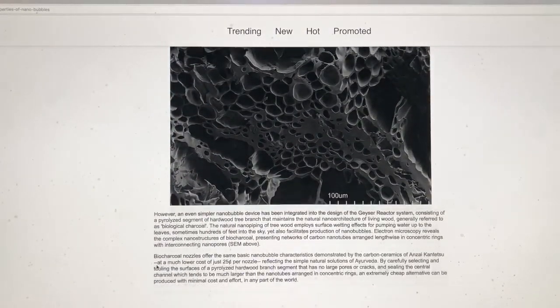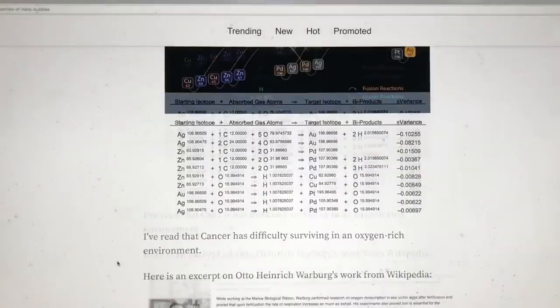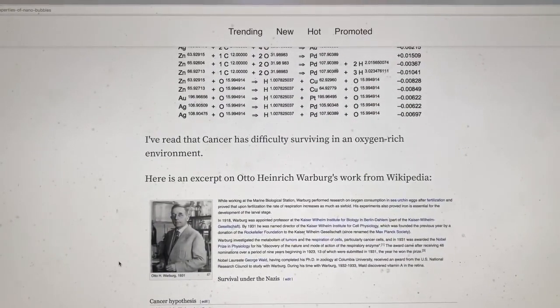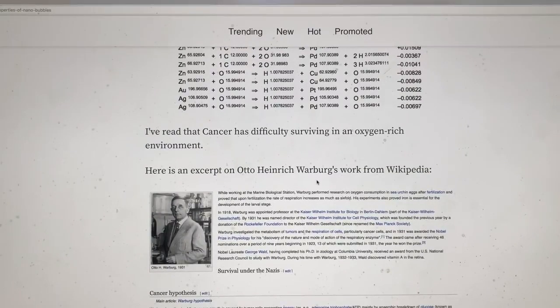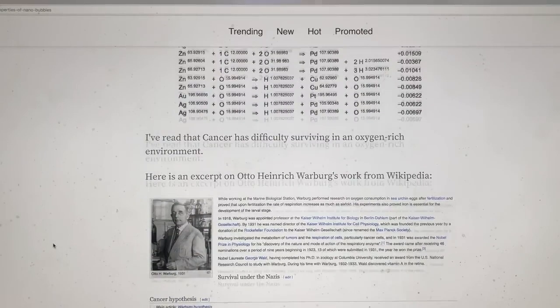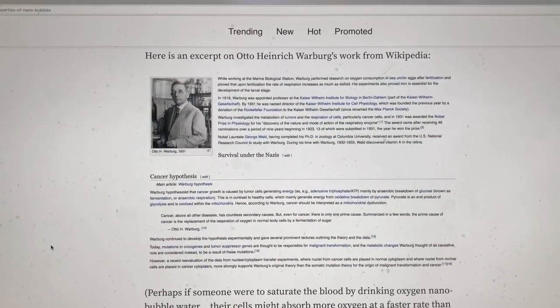Mesopores. And apparently this man, Otto Warburg, speculated that cancer spreads from the body fermenting glucose at a faster rate than it absorbs oxygen. So perhaps if we can drink nanobubble oxygen water and help saturate our cells at a greater rate than breathing 21% oxygen per breath, it might help to prevent cancers, or if at a high enough saturation might even promote remission.